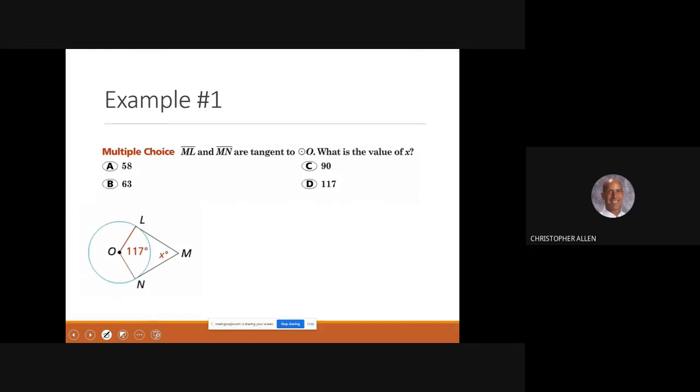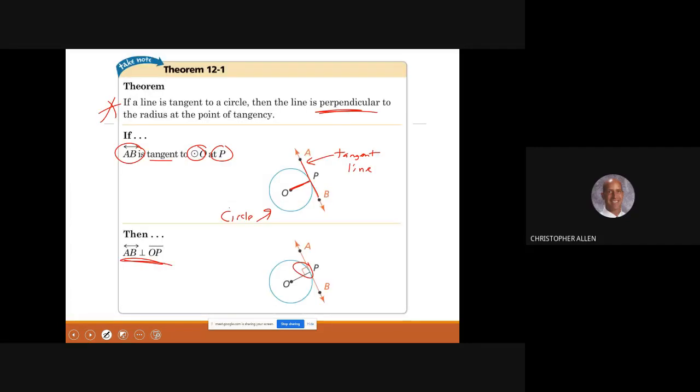Can anyone help me draw any conclusions about any of the angles in that quadrilateral? Are there any conclusions that we can draw about any of those angles? I mean, we know that angle O was 117 degrees. Isn't angle N and angle L 90 degrees? Absolutely, Alex, and that's right from what we just looked at. Guys, if this line's tangent, then at the radius it's perpendicular. That makes that 90 degrees.